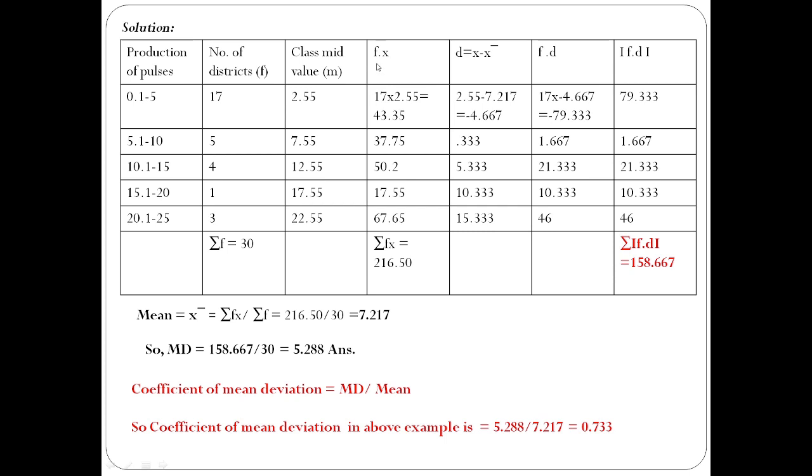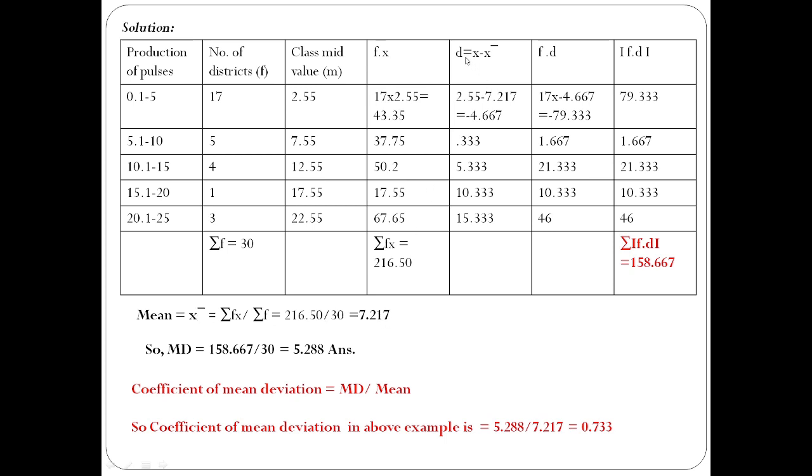So we need to find out the fx. So if this is x, then f into x, we have f, we have x, so just multiply them. So it is 43.35, 5 into 7.55, 37.75, 4 into 12.55, that is 50.2. So in this way, we need to calculate the fx. So from here, we can calculate the summation of fx, that is 216.50. We have summation of f, 30. So just divide the summation of fx with summation of f. We get the mean value x bar, that is equal to 7.217.